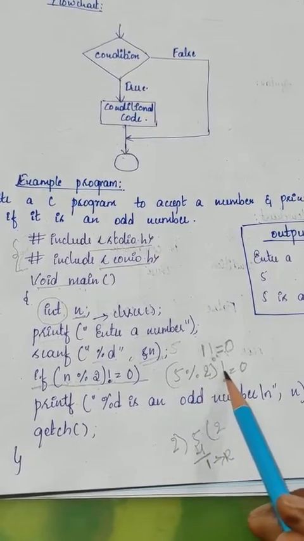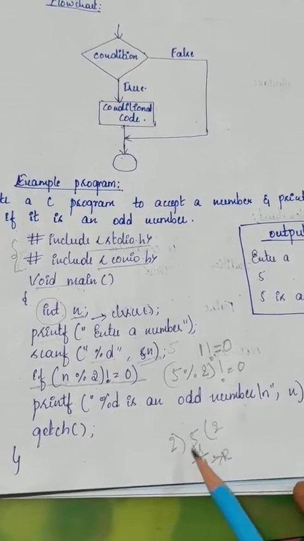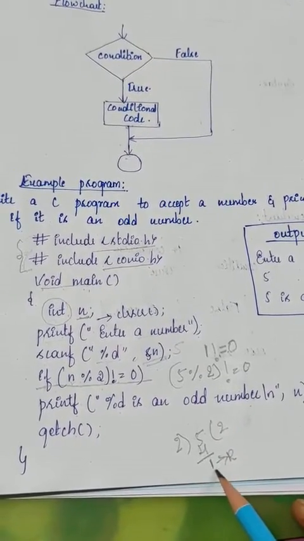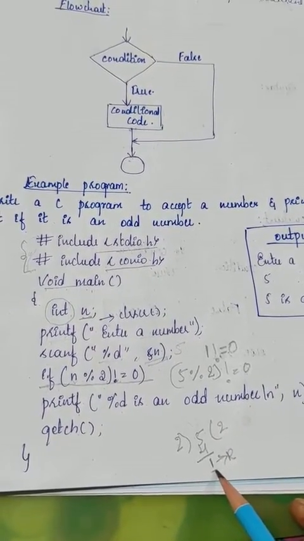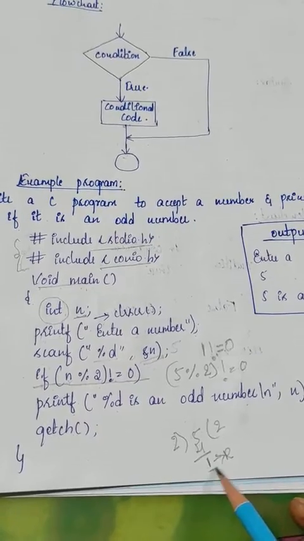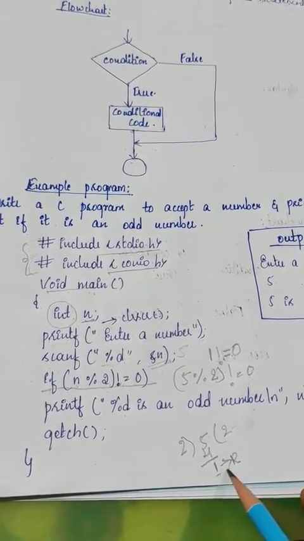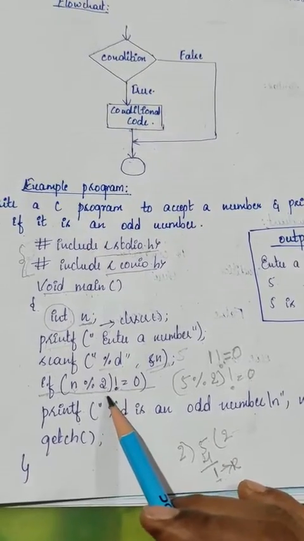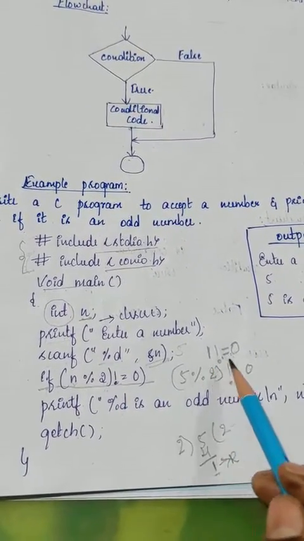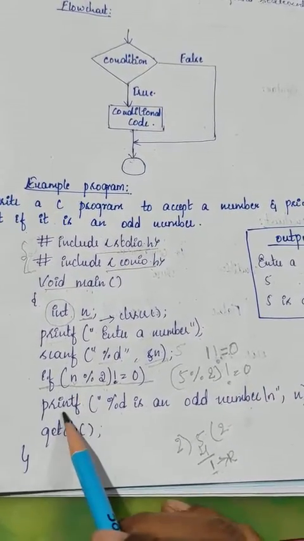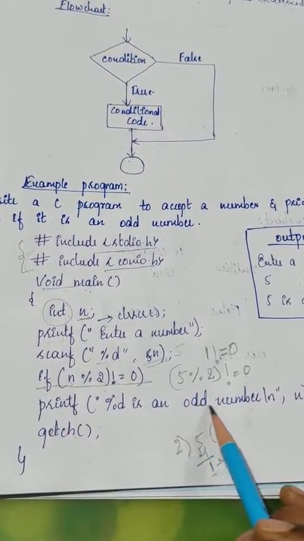5 modulus 2 is not equal to 0. For 5 modulus 2 you have to do the division. The remainder value we got, that we take as the modulus. Got it? If it is the quotient, it comes from the division, but if you take the remainder value, then it comes from the modulus. So I got the answer as 1. 1 is not equal to 0. The condition is true. If the condition is true, it prints that %d is an odd number.